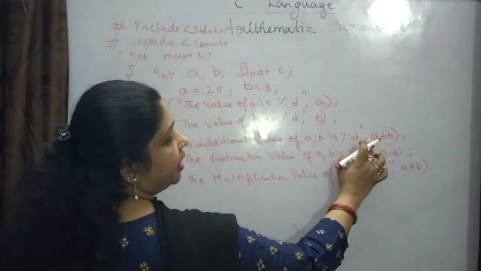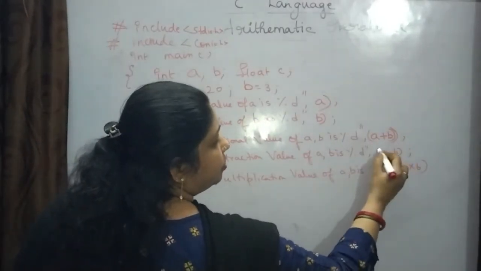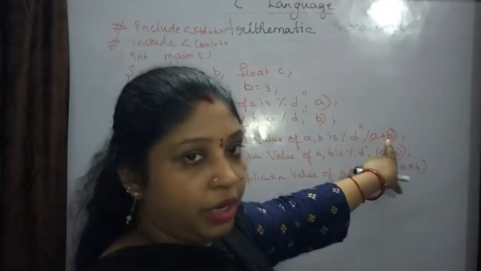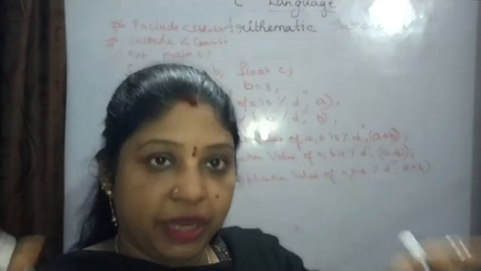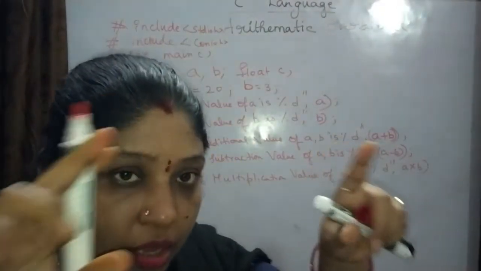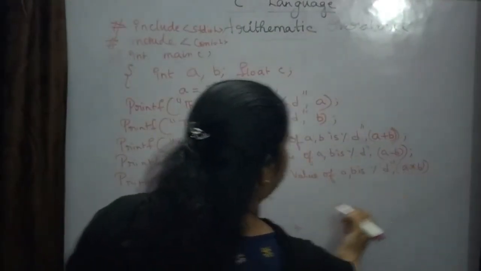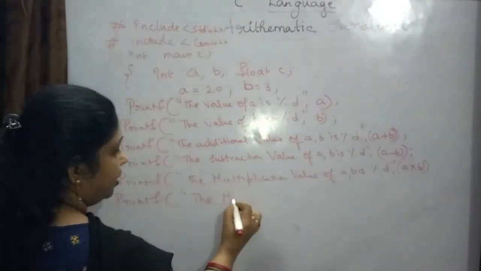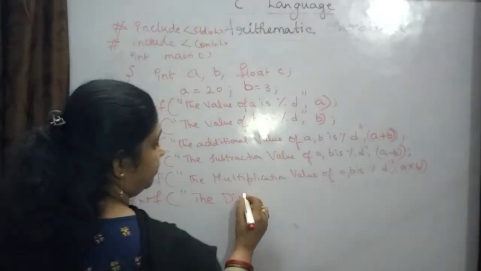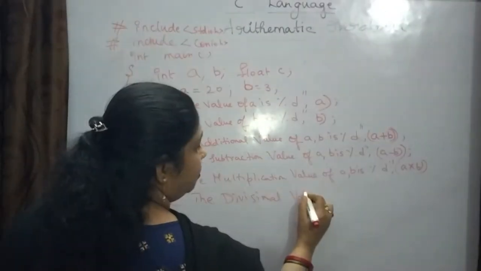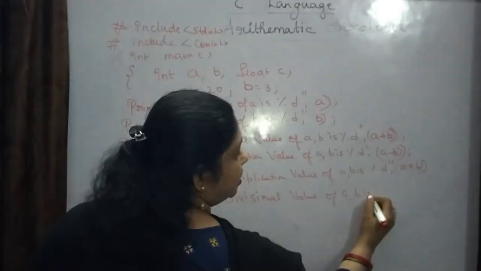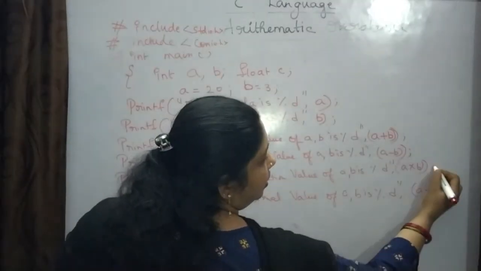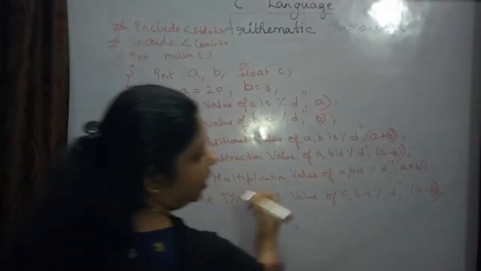Now when you are writing here like this A plus B, you should keep the brackets. You should keep them in parentheses. When you are writing A plus B here, you have to close them in parentheses. Parentheses are nothing but the brackets, right? Here I am closing here. Okay. Now next one is division. So the divisional value of A comma B is %d. Close it. And here what I am doing, A divided by B. Close it. So everything you have to keep in the parentheses.